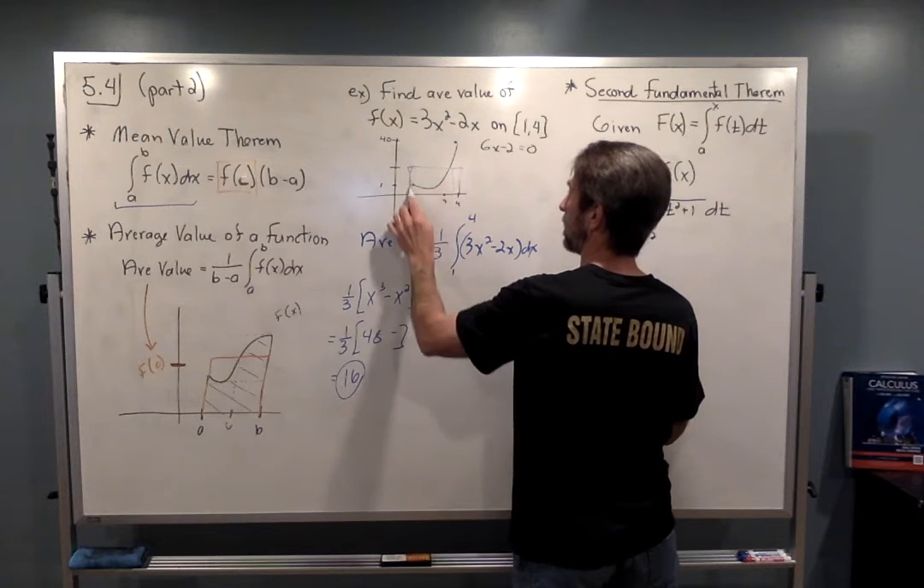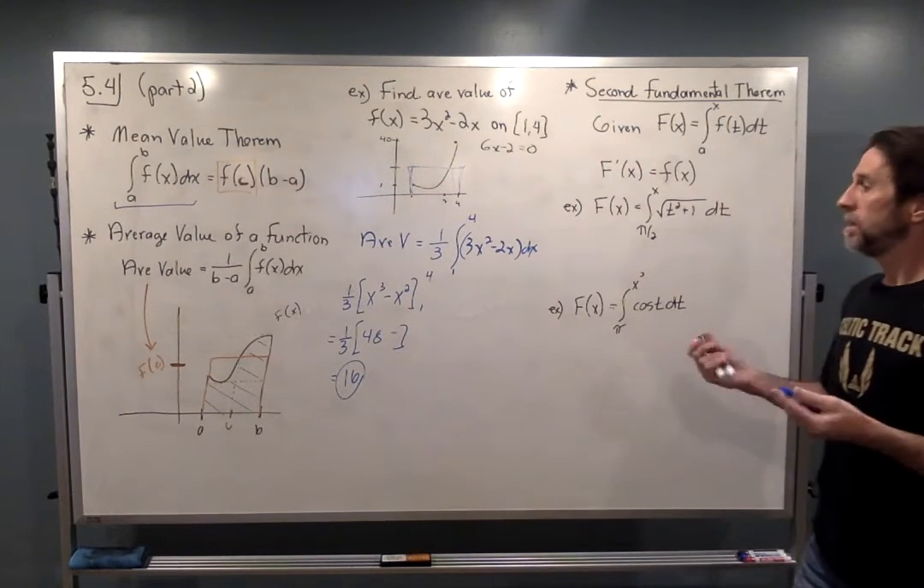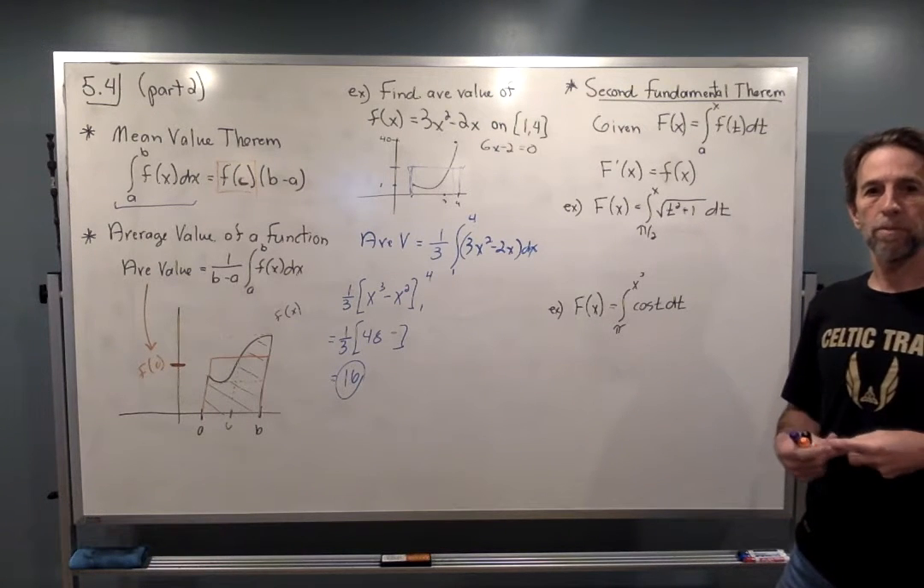So the area of that rectangle would be the same as the area under that curve from 1 to 4. That's an example of average value of a function.